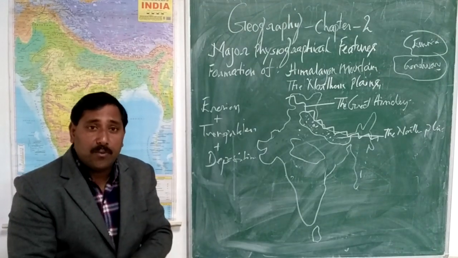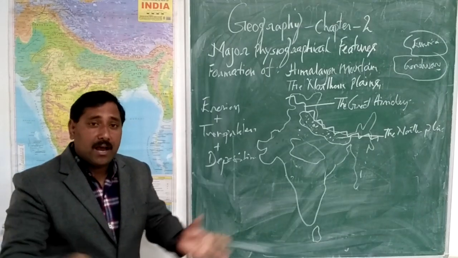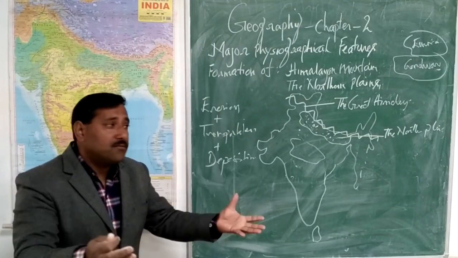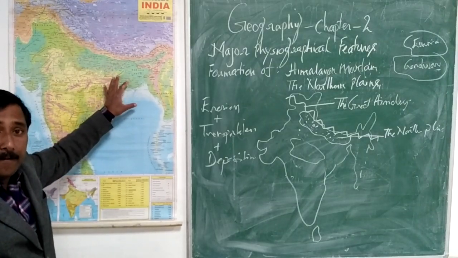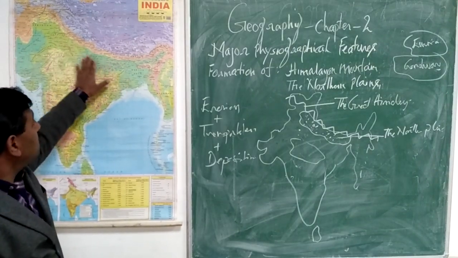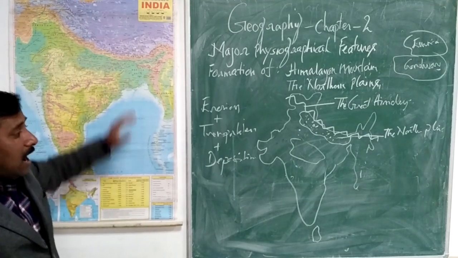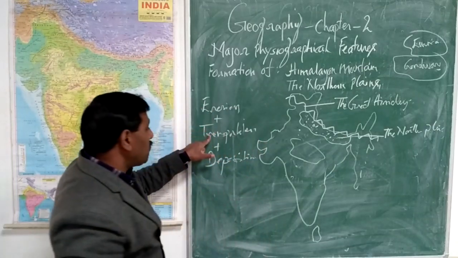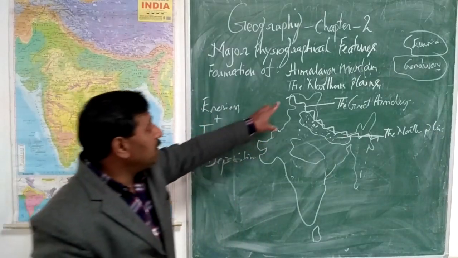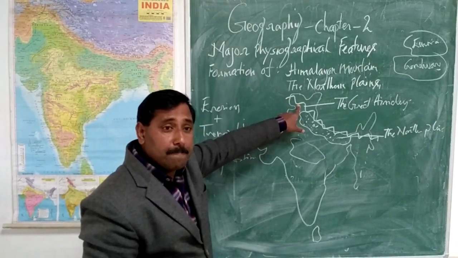Why is it densely populated? The plain areas, because of the available resources. The soil is one of the important ones. Alluvial soil, which is found here. And this alluvial soil is the result of erosion, transportation and deposition from the hills, from the mountains.